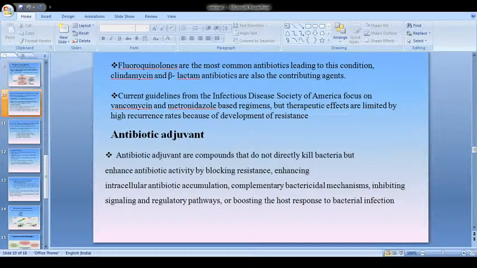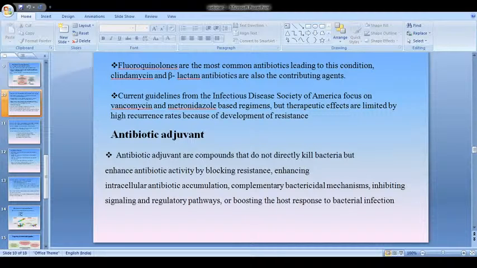And in the current guidelines from the Infectious Diseases Society of America, vancomycin and metronidazole remain the base, but the therapeutic effects are limited by high recurrence rates because of the development of resistance.